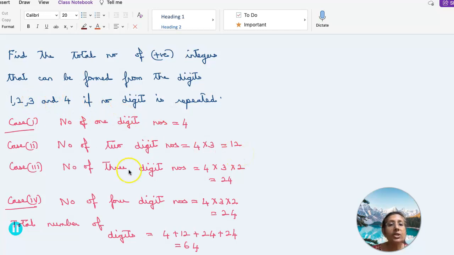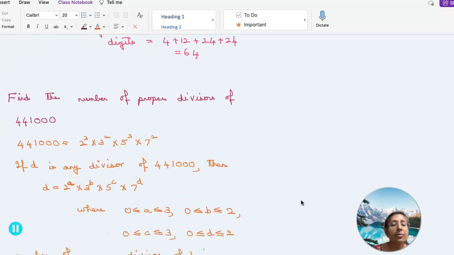And if there are 3 digits, the number of 3-digit numbers will be 4 into 3 into 2 because the first digit can be filled in 4 ways, second in 3 ways, third in 2 ways, that is 24. And the number of 4-digit numbers will be 4 into 3 into 2 into 1 because the first digit in 4 ways, second digit in 3 ways, third digit in 2 ways and the last digit in 1 way. So the total number, because you can have either 1 digit or 2 digits or 3 digits or 4 digits, is 4 plus 12 plus 24 plus 24, which is 64.